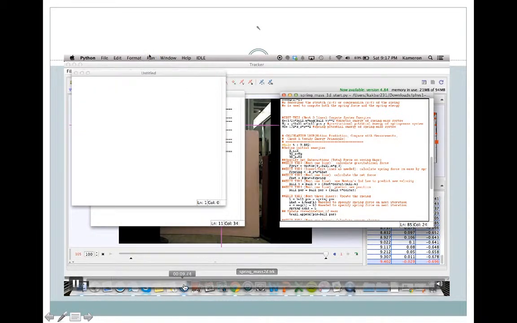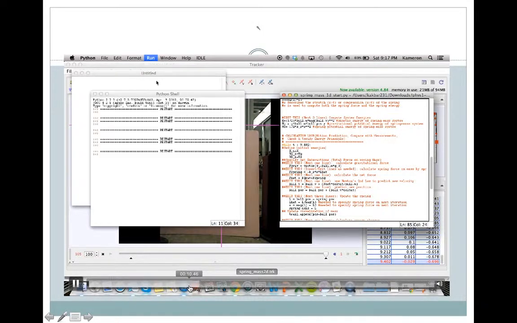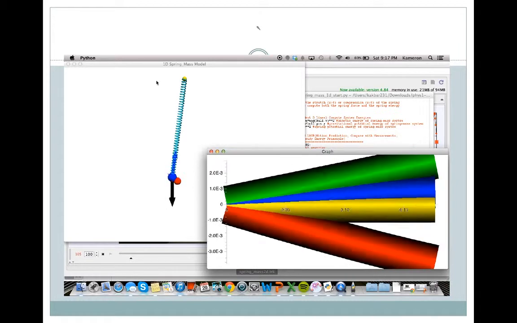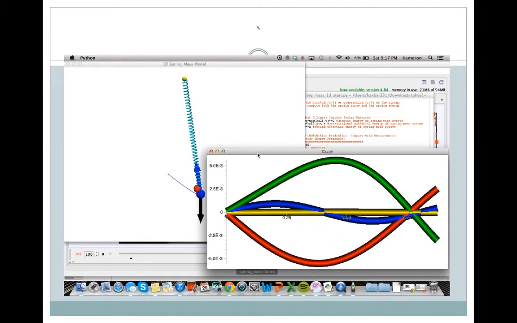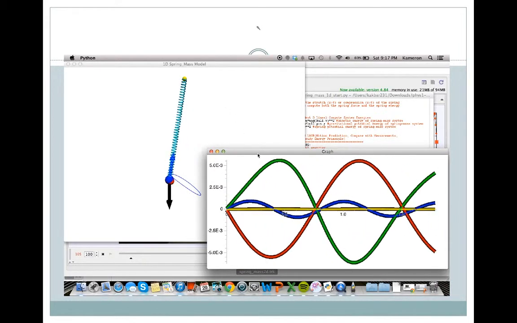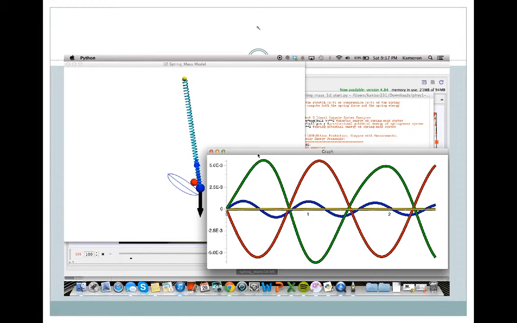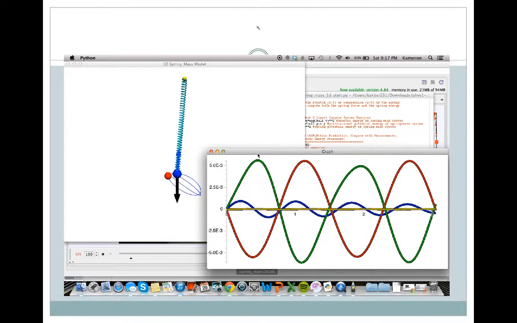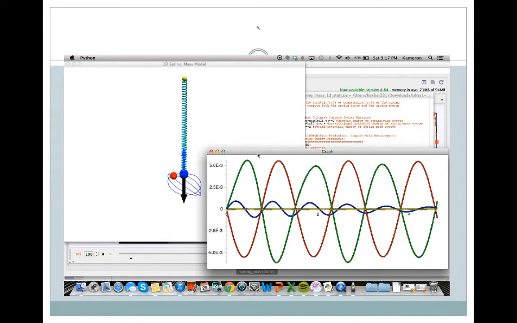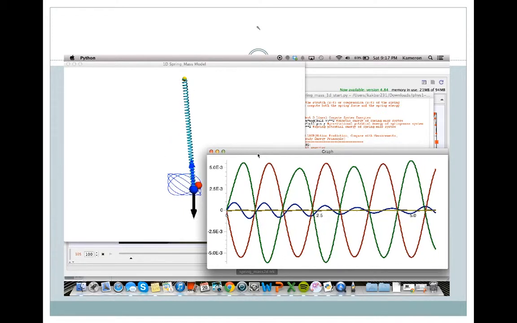As you can see, the code with the blue arrow representing the spring force and the black arrow, or gravitational force, is pulling it down. The blue ball represents the predicted motion, and the red ball represents the actual motion.